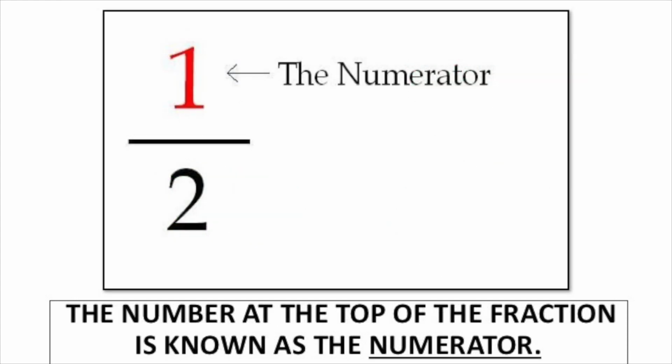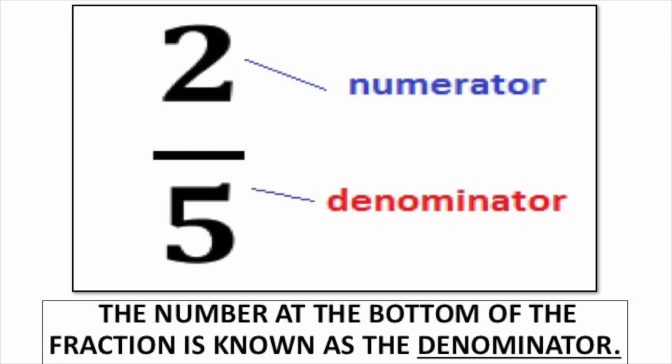The number at the top of the fraction is known as the numerator. Try to get used to the two terms. Top part, numerator. But then we have the bottom part too. The number at the bottom of the fraction is known as the denominator. So what does the numerator represent here? 2. And the denominator? 5. 2/5.